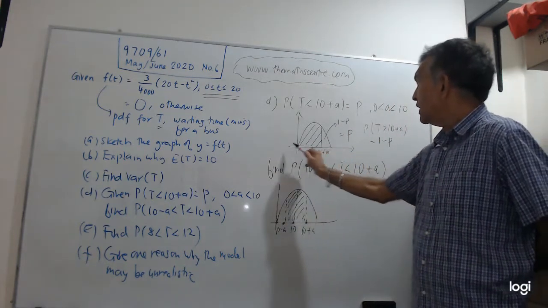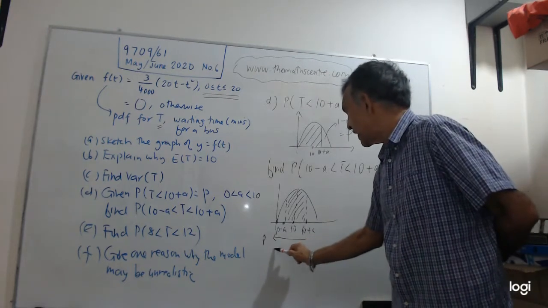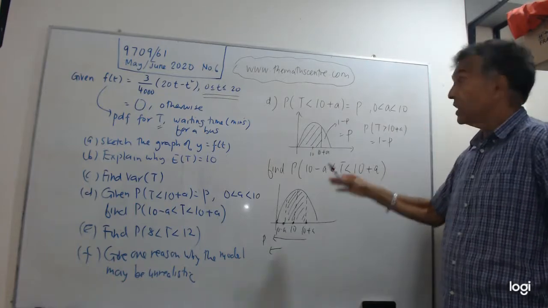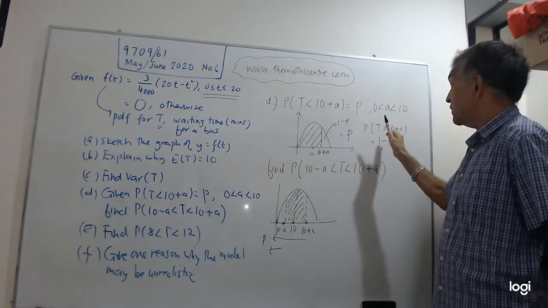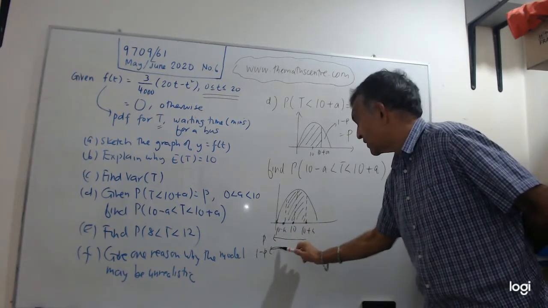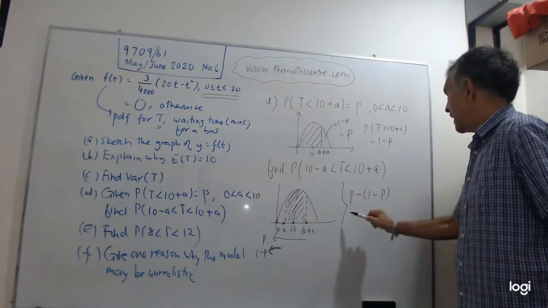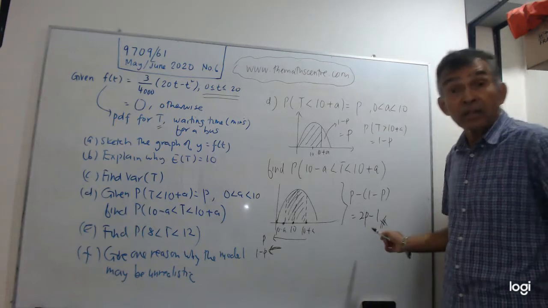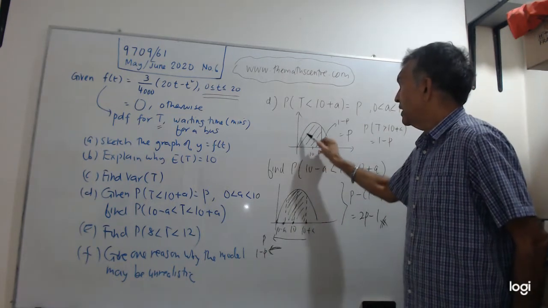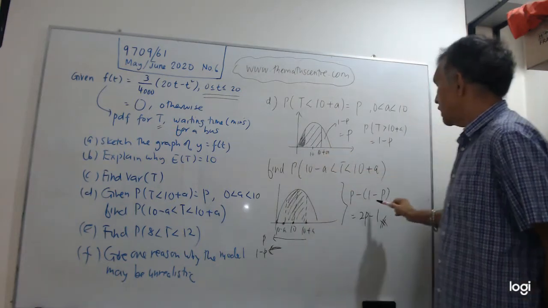Now watch. This whole thing to the left of 10 plus a is P. Let me draw an arrow here. Now, what is to the left of 10 minus a? It is 1 minus P, because this is symmetric. The probability of t bigger than 10 plus a is 1 minus P, so the probability of t less than 10 minus a must be 1 minus P too. So now I need this part here. I just take P minus (1 minus P) and I get 2P minus 1. And I'm done with my answer. This whole thing is P, and this thing here is 1 minus P, so P minus (1 minus P) gives 2P minus 1.